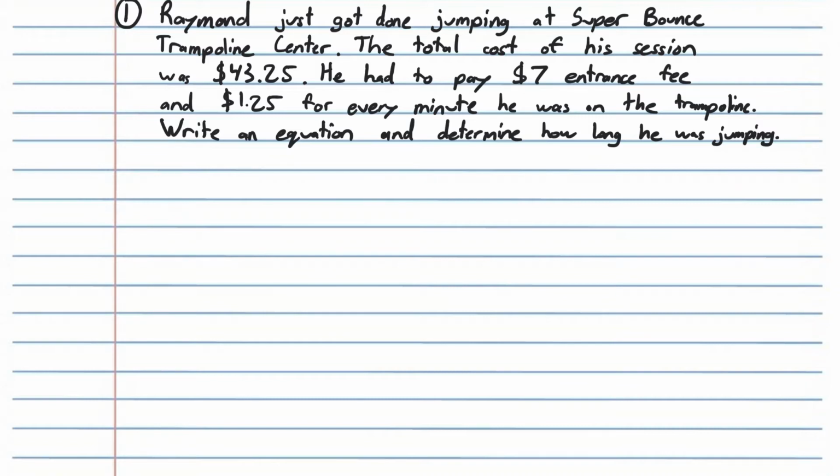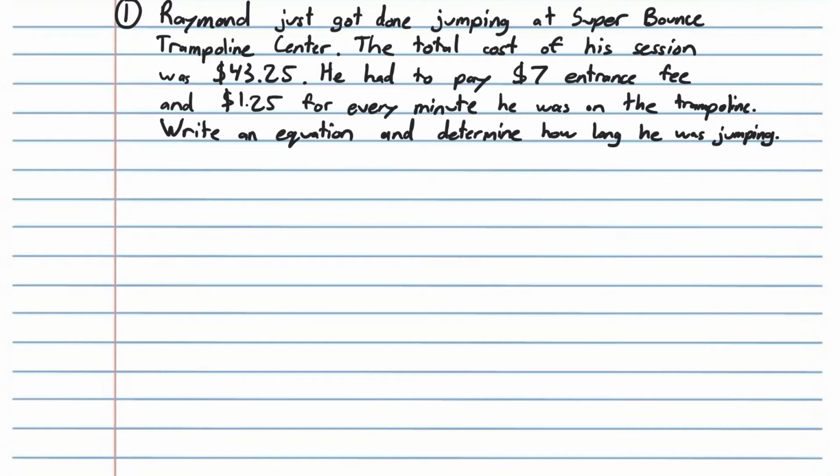Okay, so Raymond just got done jumping at Super Bounce Trampoline Center. The total cost of his session was $43.25. He had to pay $7 entrance fee and $1.25 for every minute that he was on the trampoline. Write an equation and determine how long he was jumping. Okay, so that's the scenario. He went to this place, he had to pay to get in, and then while he's there he has to pay for every minute. Okay. So step two, let's go through and identify what's the key important information here.